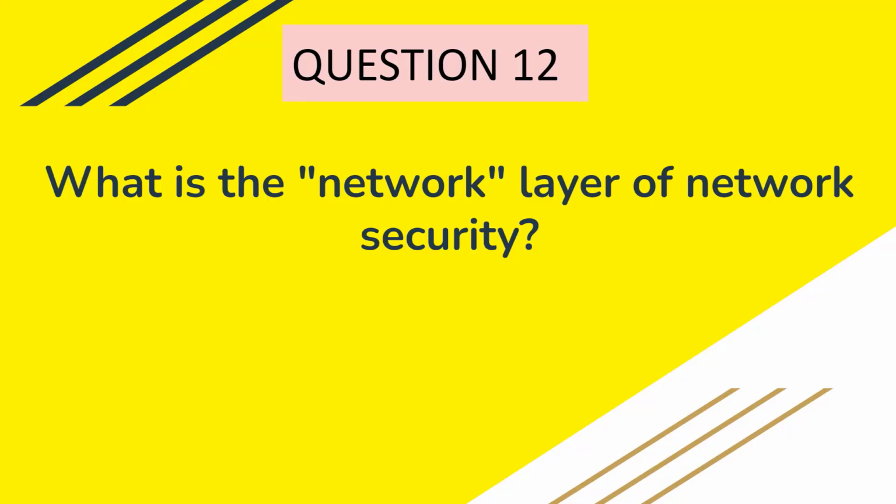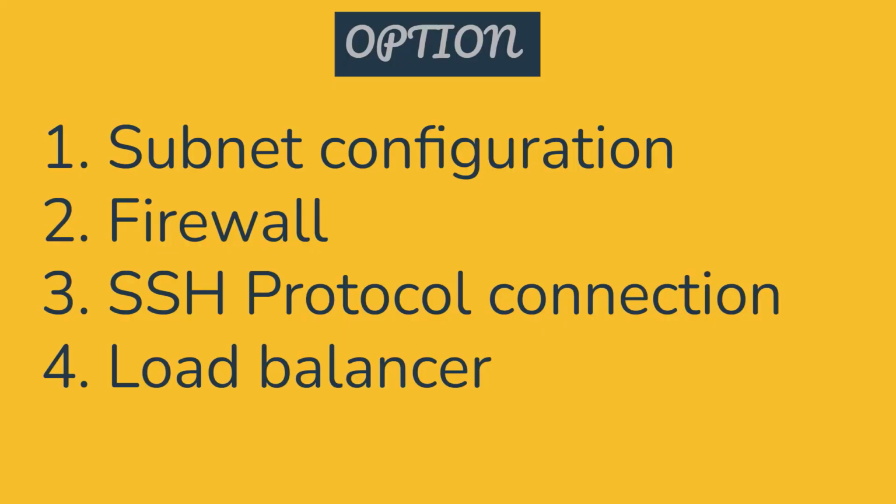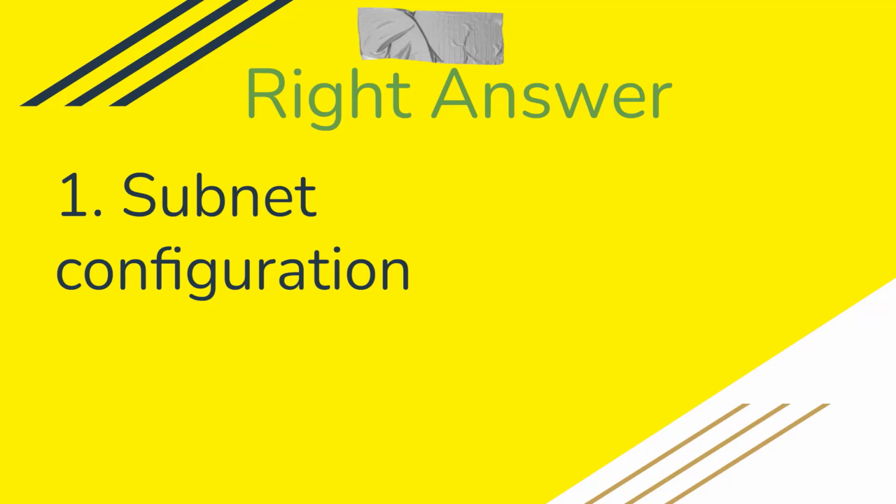Question 12. What is the network layer of network security? Option 1. Subnet configuration. 2. Firewall. 3. SSH protocol connection. 4. Load balancer. Right answer is 1.